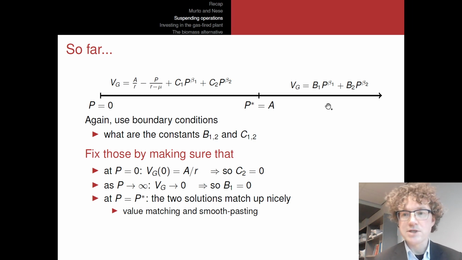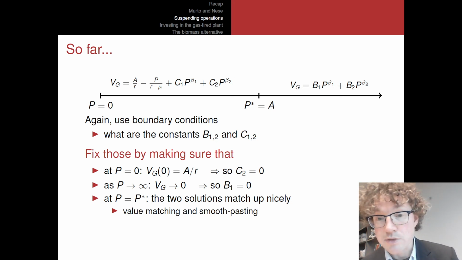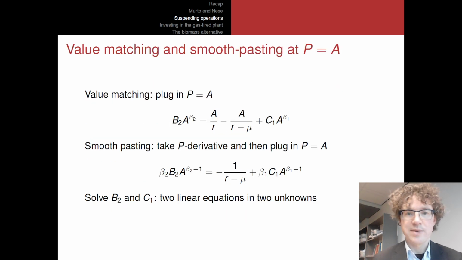So these two boundaries actually get us rid of B1 and of C2, but we're still left with C1 and B2. So we still need to solve those. And of course we're going to solve for those by looking at what's happening at this threshold between switching on and switching off this plant, where P equals A. So there we demand again that these two solutions match up nicely.